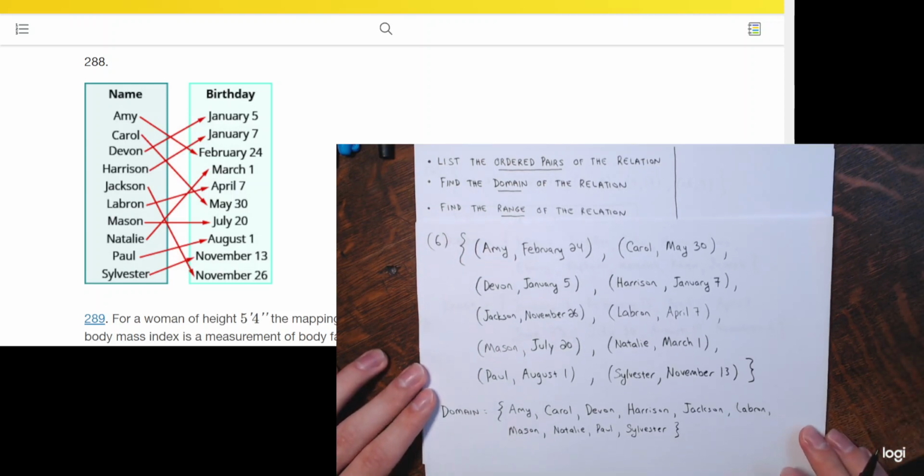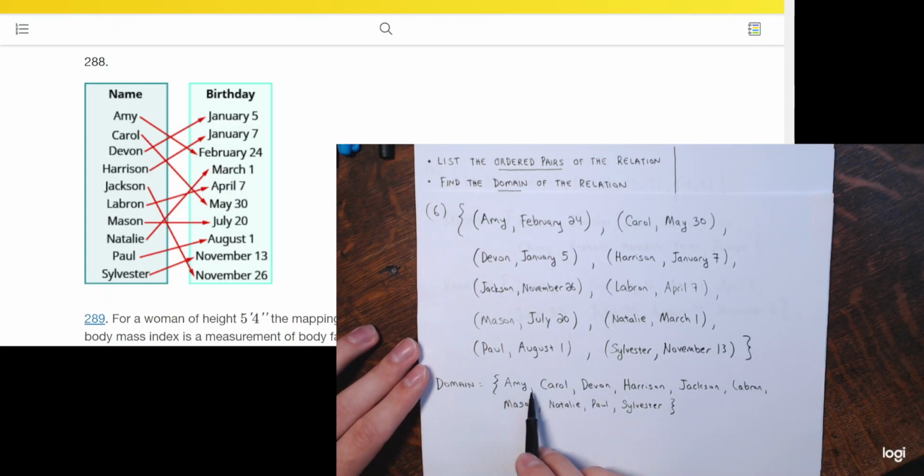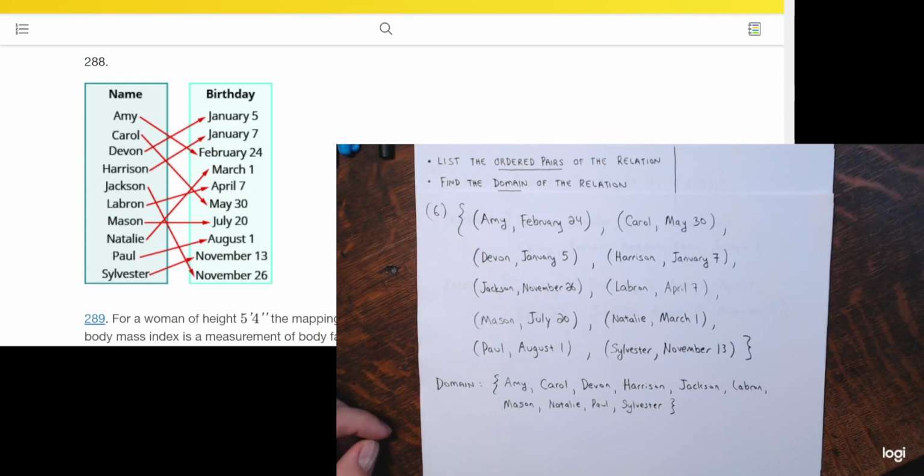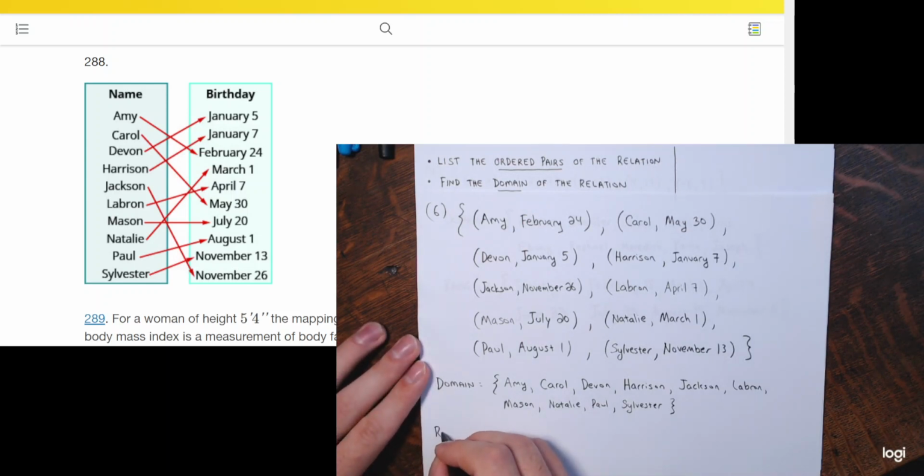Okay, so here we go. Amy, Carol, Devin, Harrison, Jackson, LeBron, Mason, Natalie, Paul, and Sylvester. Those are all the names, all the first coordinates of the ordered pairs, and those make up the domain. And the same thing goes for the range. The range is just all the second coordinates, where all the arrows are pointing to, where the arrowheads are in the diagram.